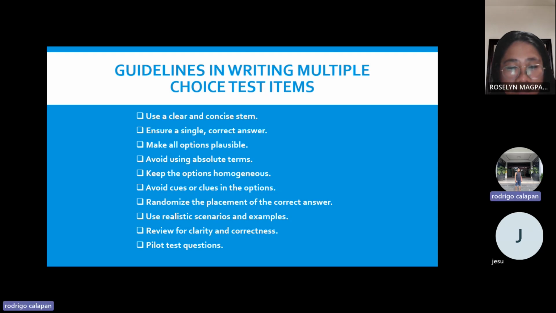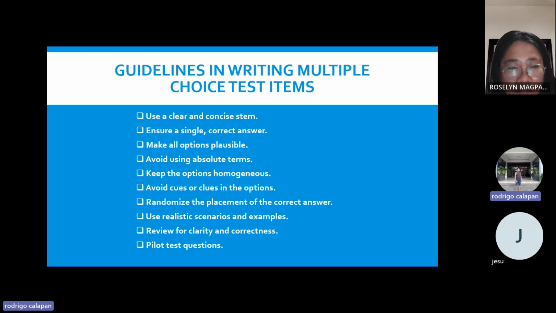But what would be good is to not just copy and paste that statement. It's better if we paraphrase, so that we could know if the student understands the specific concept, the specific scenario. Keep the vocabulary simple and understandable based on the level of the learners or examinees. And of course, edit and proofread the items for grammar and spelling before administering them to the students or learners.